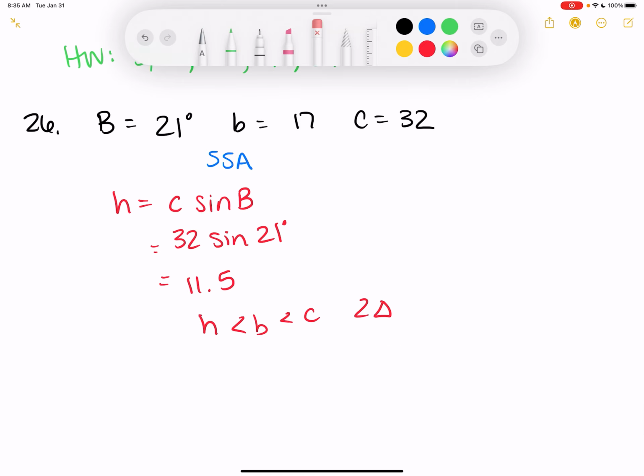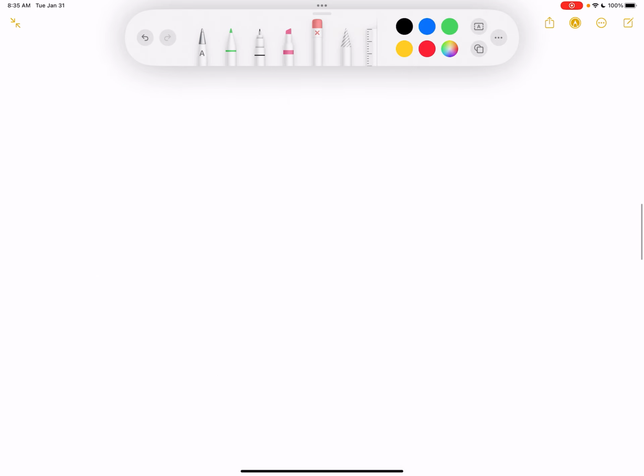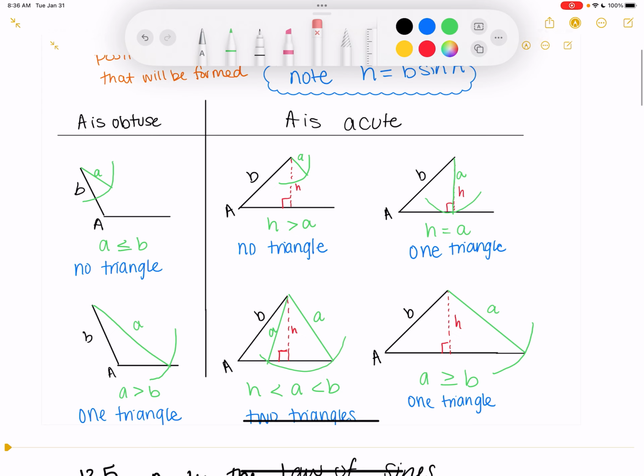Okay, so I'm going to go back really quick to show you something on this chart. I was like, what just happened? It just disappeared. So I don't know how well, because obviously in the notes video you can't see all the hand motions that I'm making. You can only see what's actually written here.